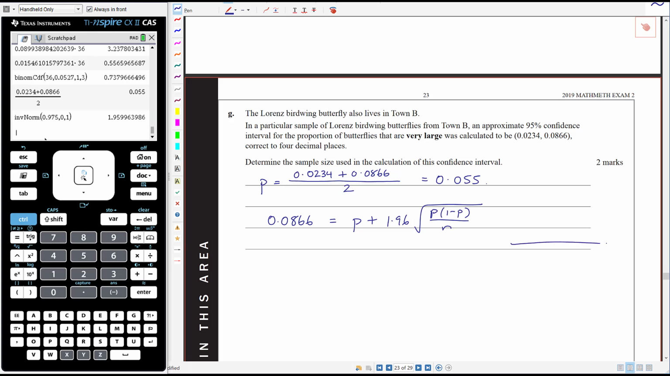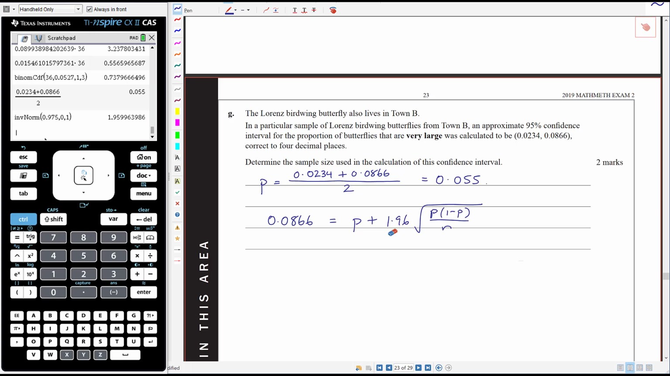I used an area of 0.975 because if I want 95% to be in here, then I want 0.025 to be down here. So less than that value has to be 0.975. Okay. So we've worked out that that value is 1.96 approximately. I'm pretty sure I've tested this before. If you just use 1.96, you will still get the correct answer in this particular question.